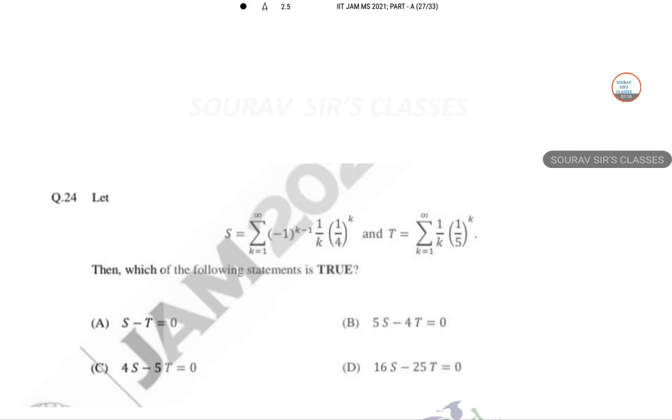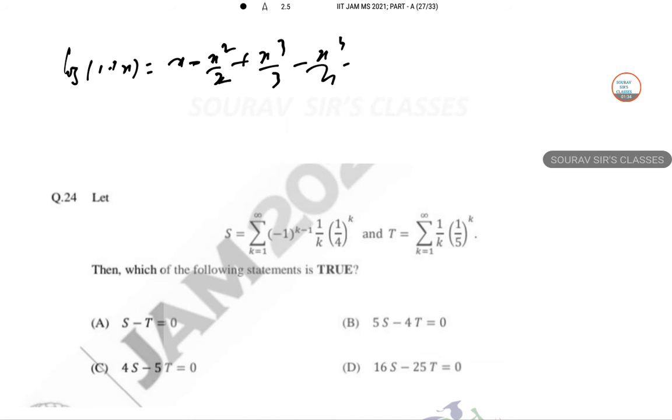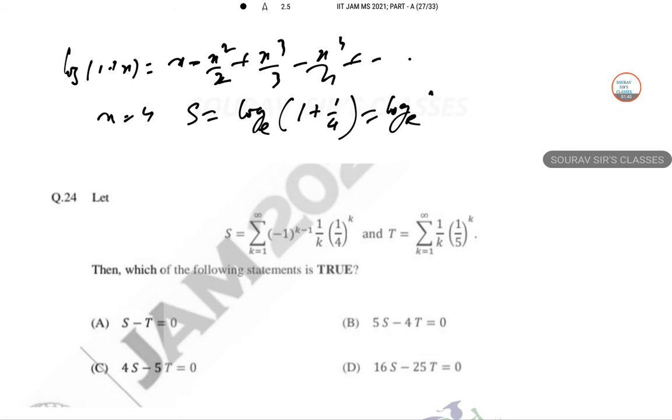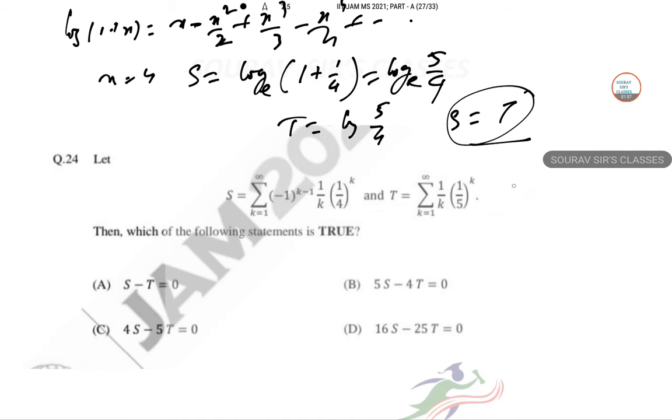The next question is, we have been given summation structures s and t, then which of the following is true? So s is this. We know the log of 1 plus x expansion will be useful here: x minus x square by 2 plus x cube by 3 minus x4 by 4, in alternating signs. So at x equal to 1 by 4, s equals log of 1 plus 1 by 4, which is log of 5 by 4, and t equals log of 5 by 4. So s equals t. Both are actually the same, so s minus t will give us 0. So option A is correct.